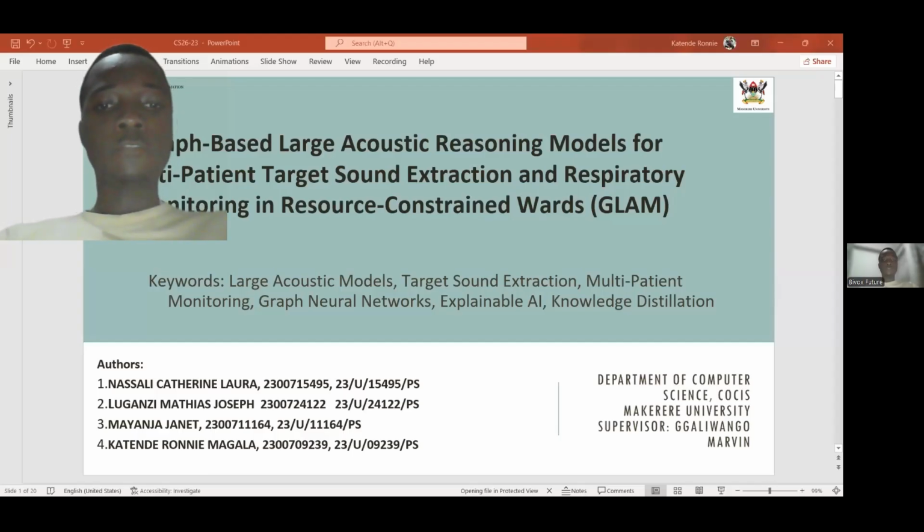Good afternoon, everyone. My name is Katende Roni Magala, and I'll be taking you through our project, which is called Graph-Based Large Acoustic Reasoning Model for Multi-Patient Target Sound Extraction and Respiratory Monitoring in Resource-Constrained Wards.